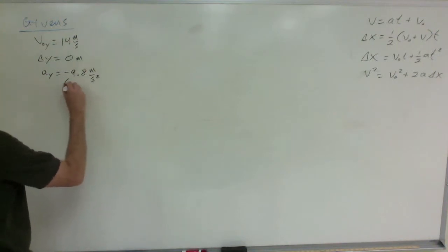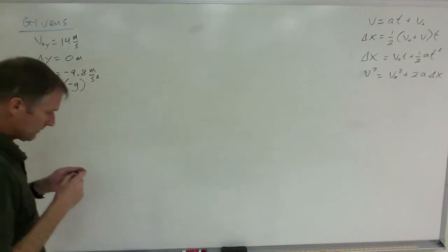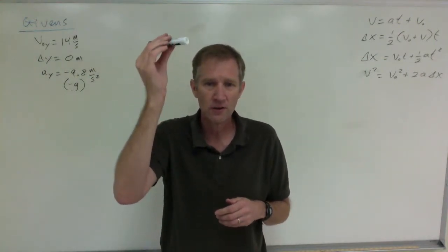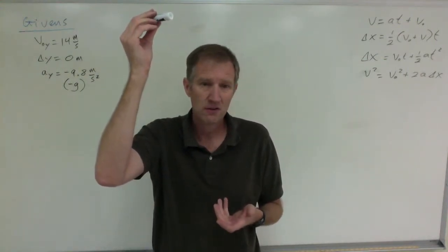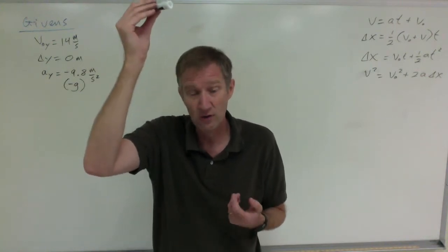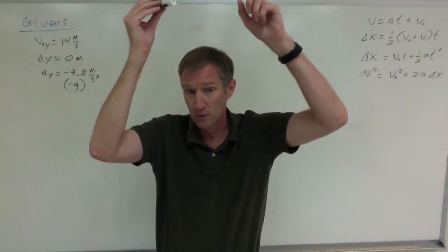Negative g. Okay. But wait a second. For the first half of the journey, when it's going up, is the acceleration negative g? Yeah. Because it's going up and slowing down. The acceleration is the rate of change in velocity. It's slowing down as it travels upwards in the positive direction.